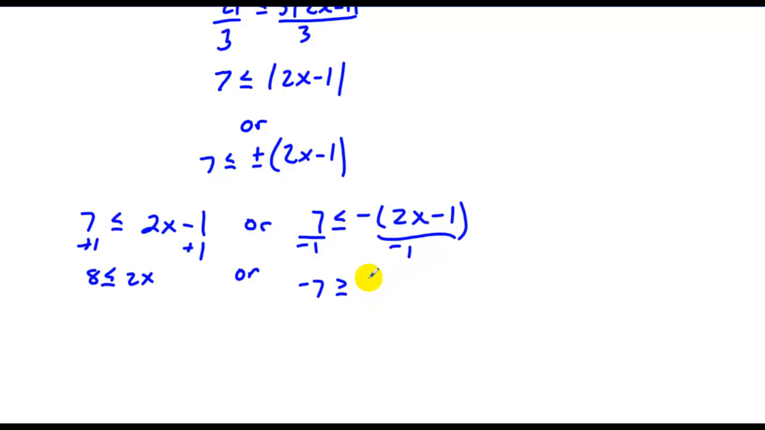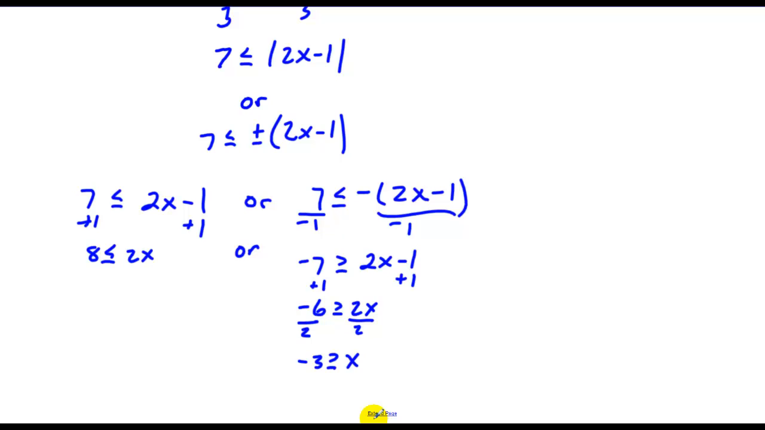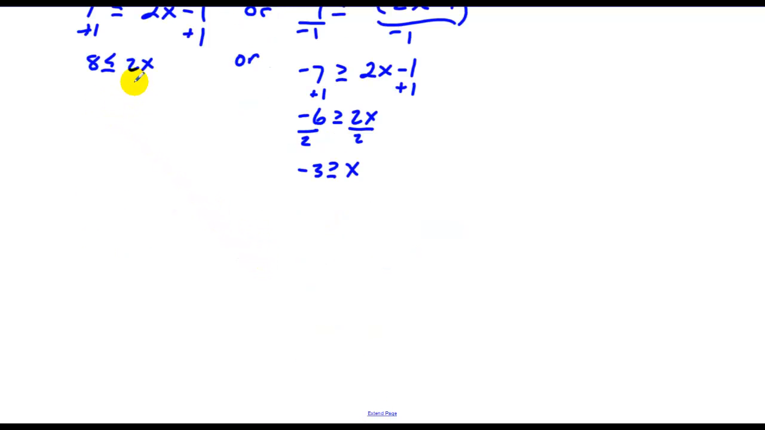Flip the inequality and get 2x minus 1. Again, add 1 to both sides. Divide by the 2. And then get negative 3 greater than or equal to x. So now if I take and solve these, or actually graph them, I have a negative 3 and all values less than that. Negative 3 is included and all values less. And then I have a 4 and all values greater, like so. So this is our OR problem.